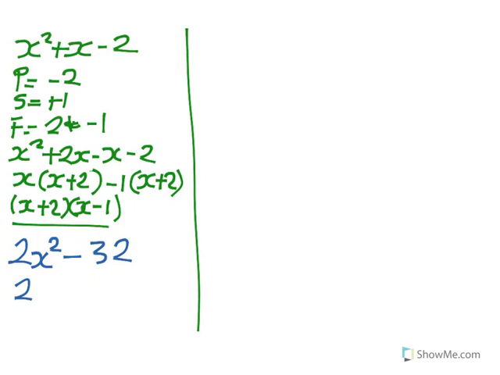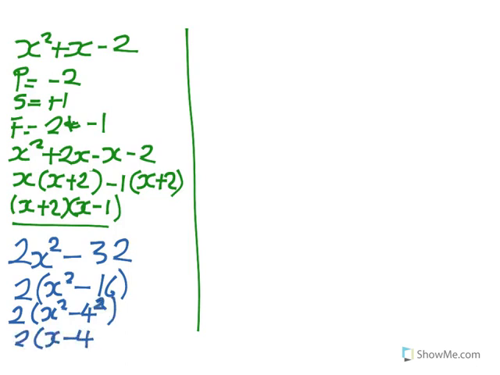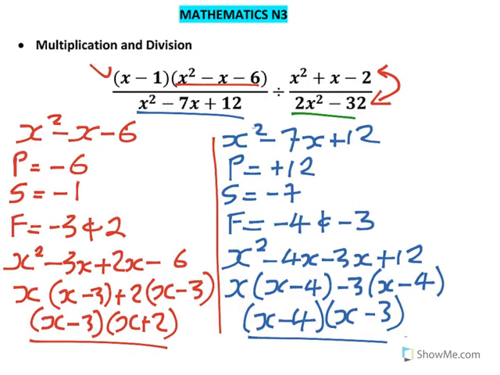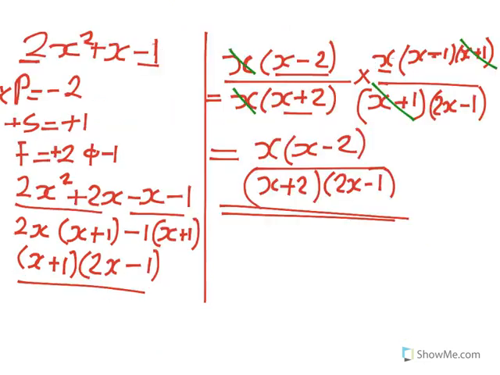2x squared minus 32. 2 is common there. You have x squared minus 16. Again, look at the difference of two squares: x squared minus 4 squared, which is x minus 4 and x plus 4. If you now start to put it back, where there was the bottom one, now you are going to have this.